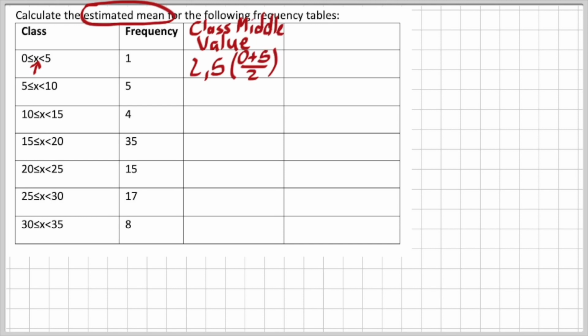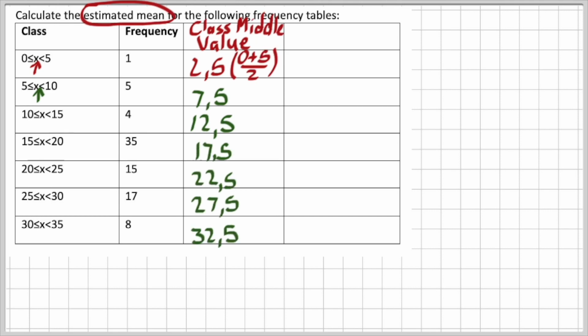And the same we are going to do in the second class. The number exactly between 5 and 10 is 7.5. So now we're assuming that those 5 students that got between 5 and 10 got exactly 7.5. And that we are going to do with all the different values. So I'm going to go 12.5, 17.5, 22.5, 27.5, and lastly, 32.5.